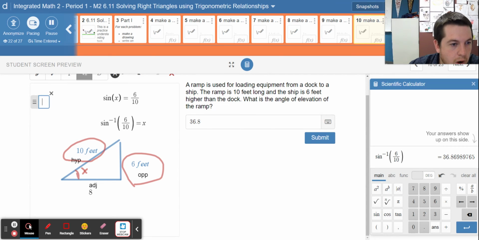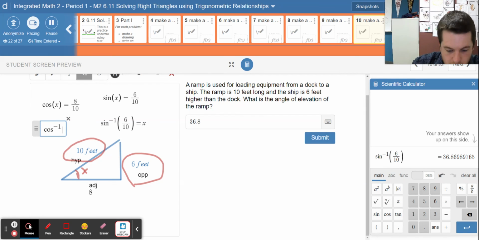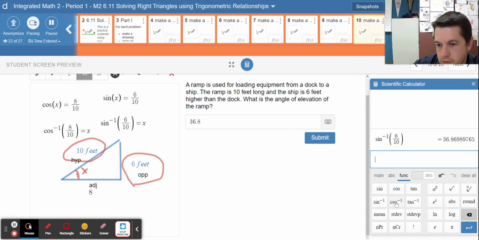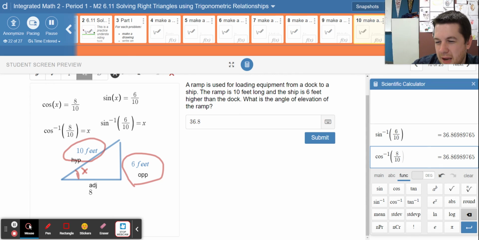So what I would know is that cosine of x is equal to the adjacent divided by the hypotenuse. So that means that the inverse of cosine of 8 over 10 will also give me the same angle measure. So if I use the inverse of cosine and put in the ratio of 8 divided by 10, I get the same degree measure because we're getting the same reference angle. So our angle measure is 36.8.